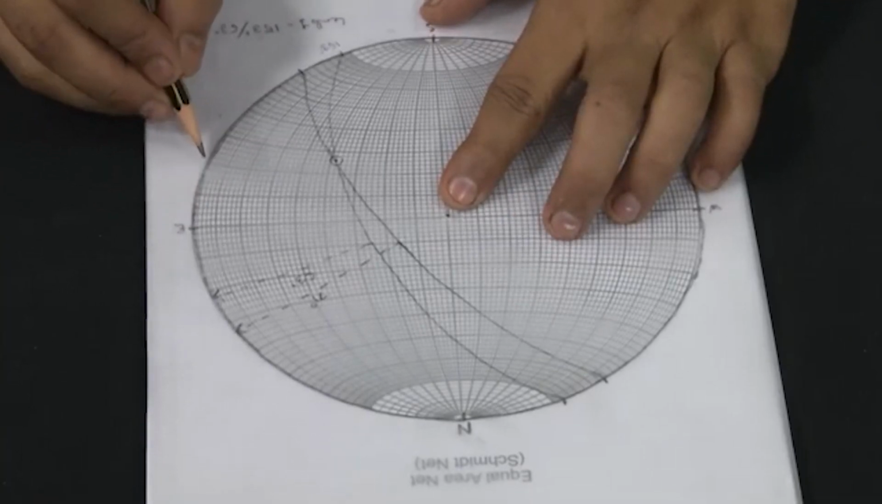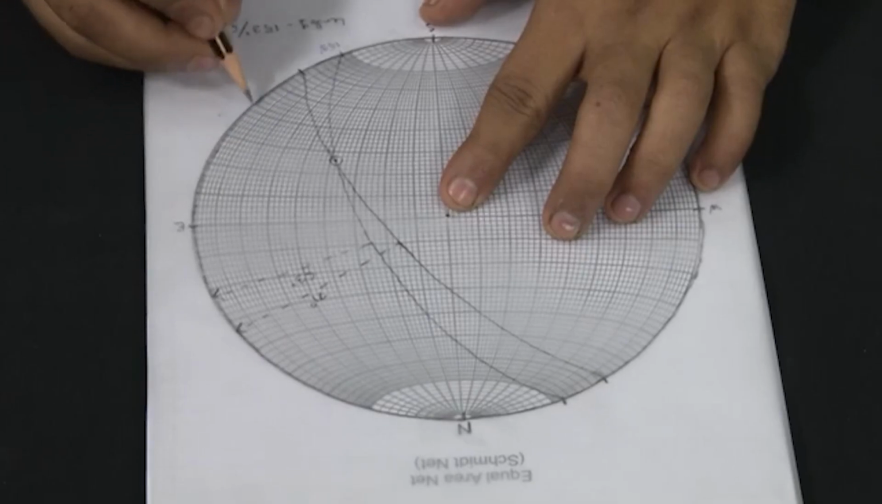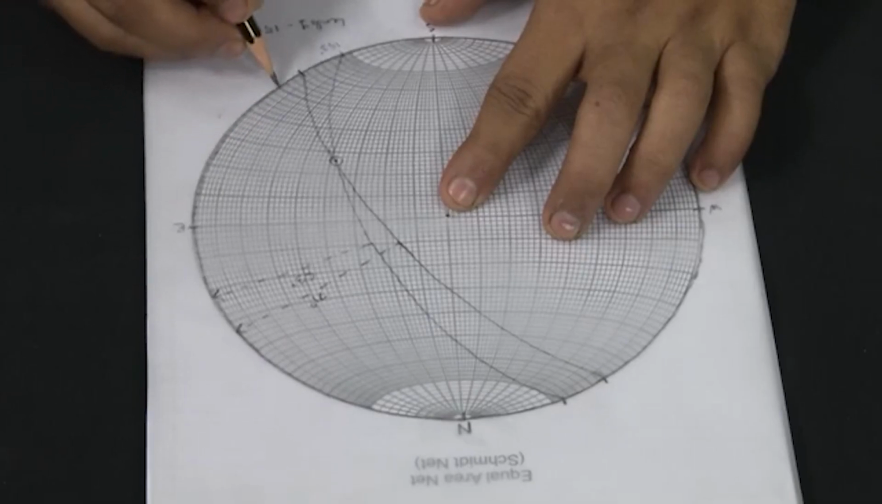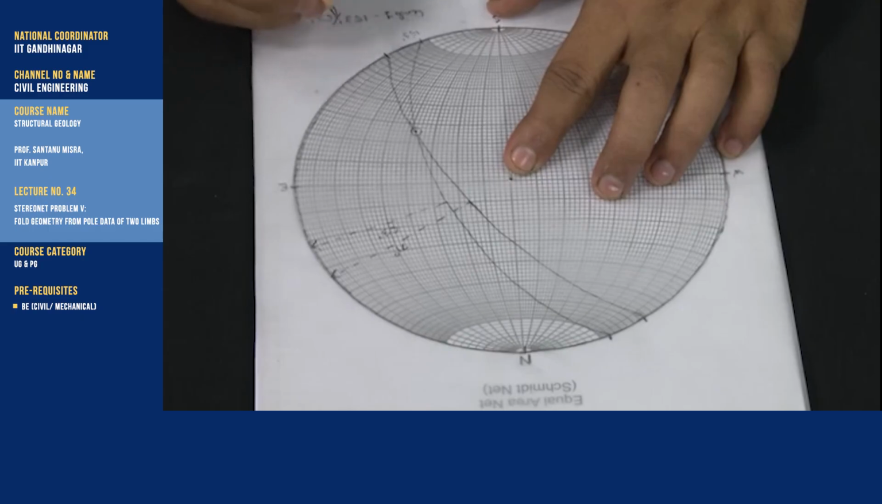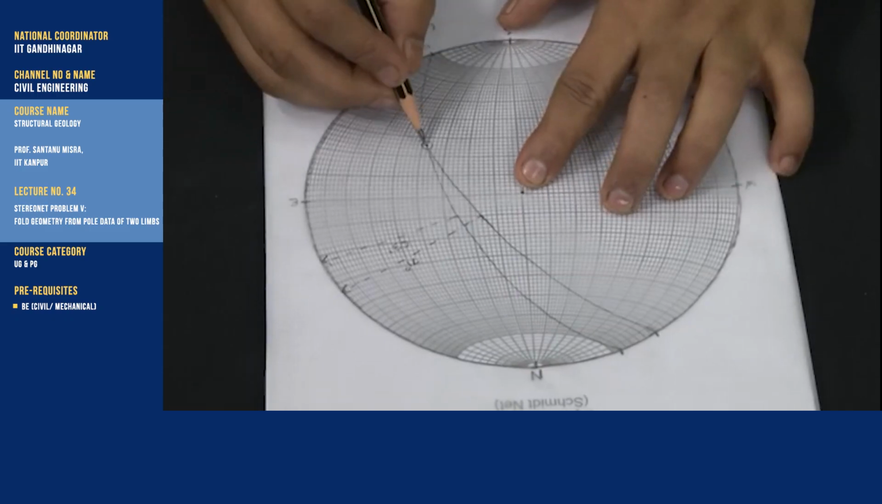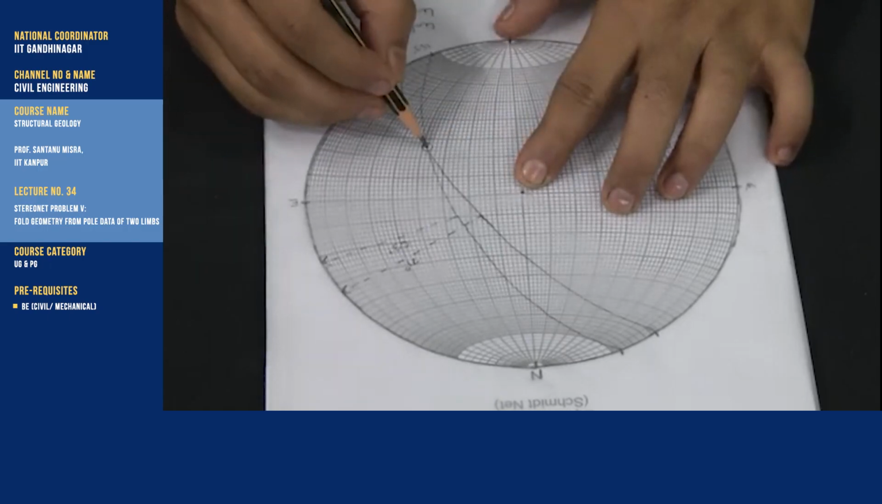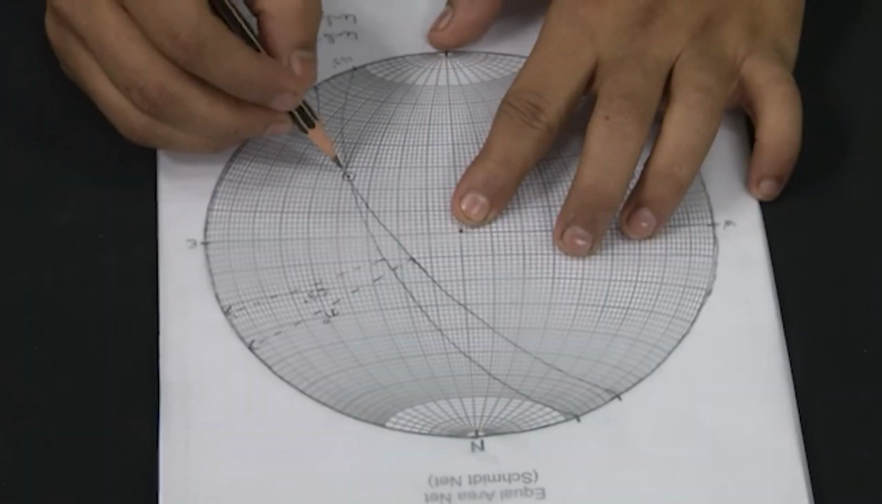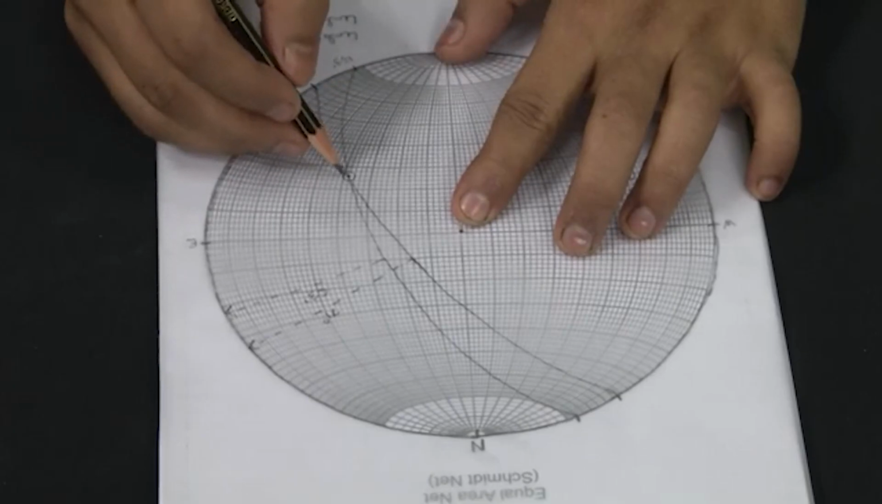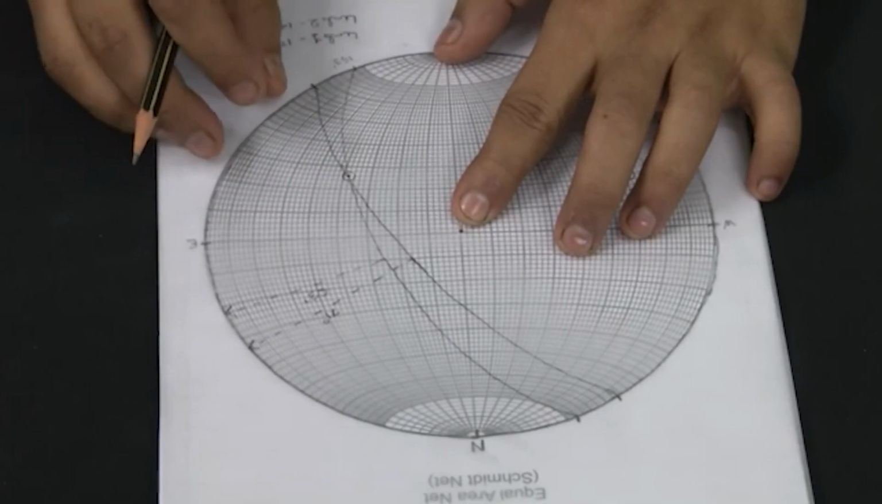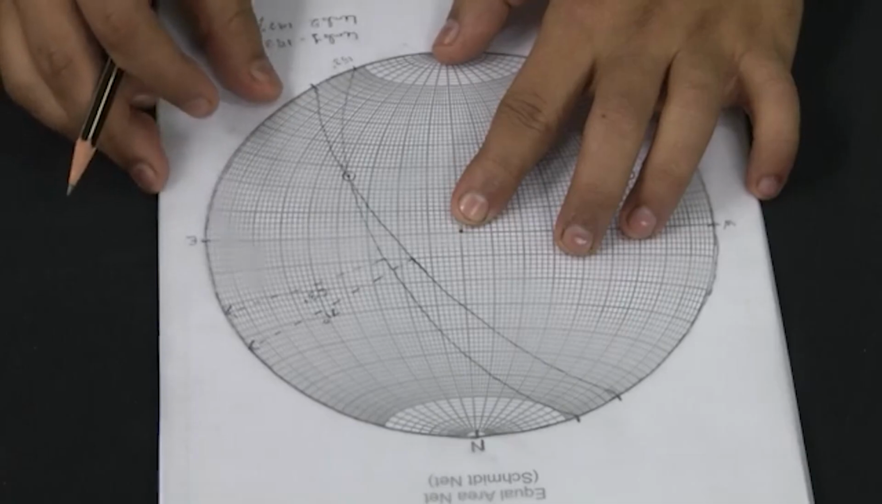So, the east corresponds to 90 degrees. So, 100, 110, 120, 130, 140, 147. So, the orientation of limb 2 is the strike is 147 degrees and the dip amount is 71 degrees. Now, as Saqib mentioned in the previous example, where the two limbs of a fold intersect, the point represents the fold axis in the stereonet.